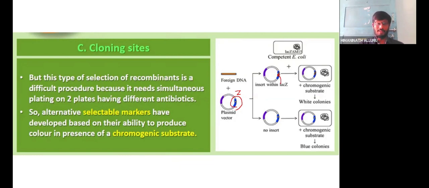We can tell this to the children. I am saying the tone of how we can say it to the children, teachers. So now when we grow such a bacteria on a chromogenic substrate, we will only get a white color colony. If there is no choice DNA, then we will get a blue color colony. If a choice DNA is there in the vector, we will get a white color colony. If there is no choice DNA, we will get a blue color colony.